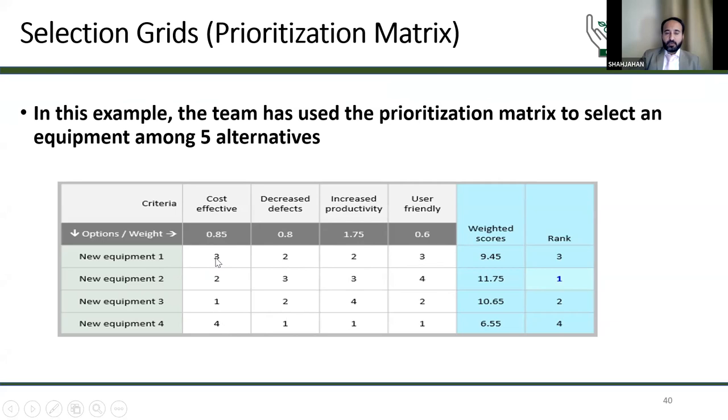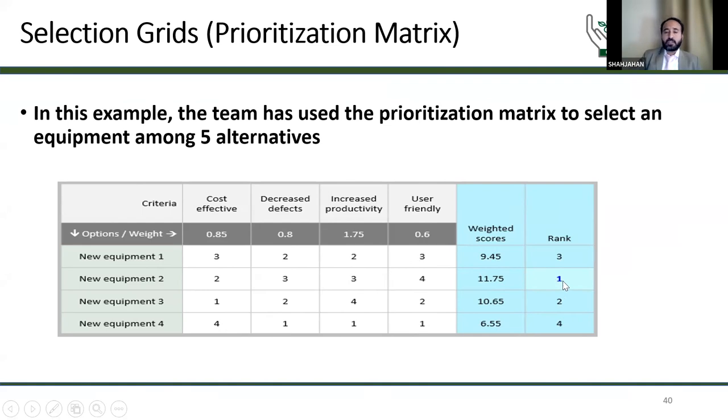You receive this score of 3. So 3 multiplied by 0.85, 2 multiplied by 0.8, 2 multiplied by 1.75, 3 multiplied by 0.6, and then you add the scores here. So this is the weightage of each machine. If you see, the new equipment number 2 gets the highest score, 11.75.